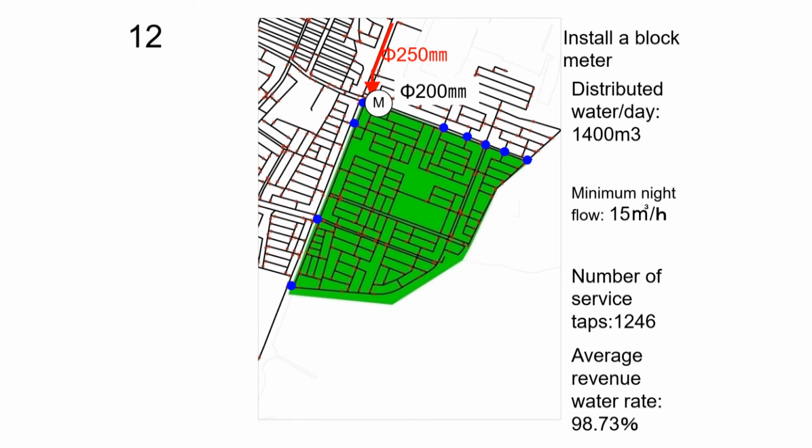After the block was established, we found that inflow was 1,400 cubic meters, minimum night flow was 15 cubic meters per hour, and average revenue water rate was 98.73%.